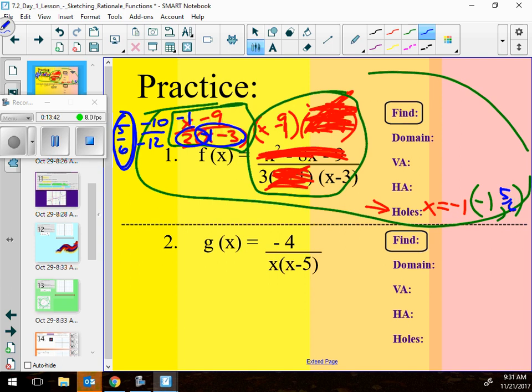And I would have understood if you just said there was a hole at x equals negative 1. But now you need to get better, more exact. The hole was at negative 1 comma what? That will be required. Okay, next part is horizontal asymptotes.